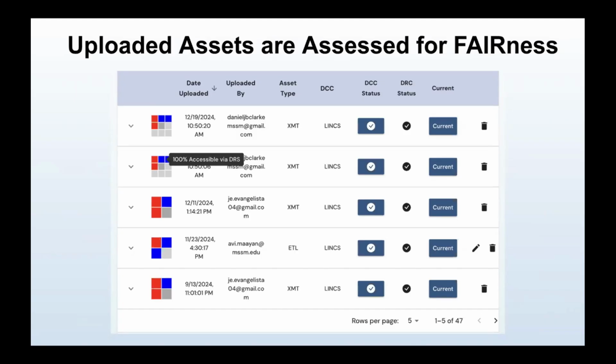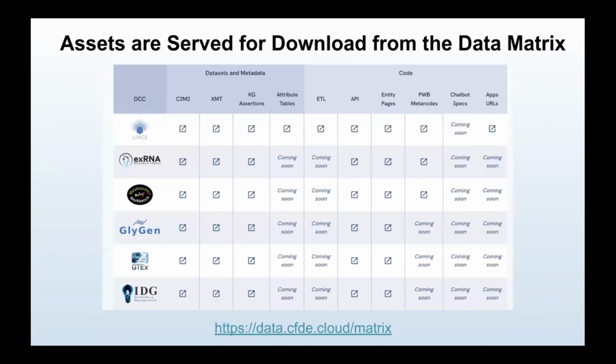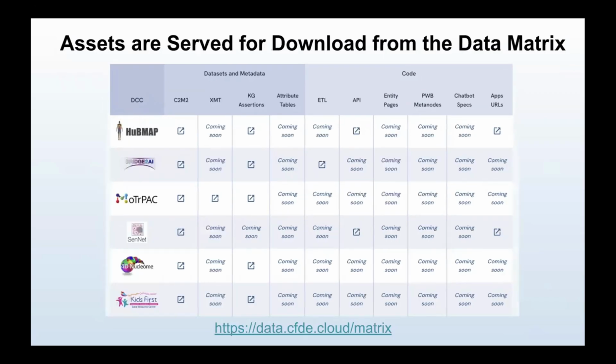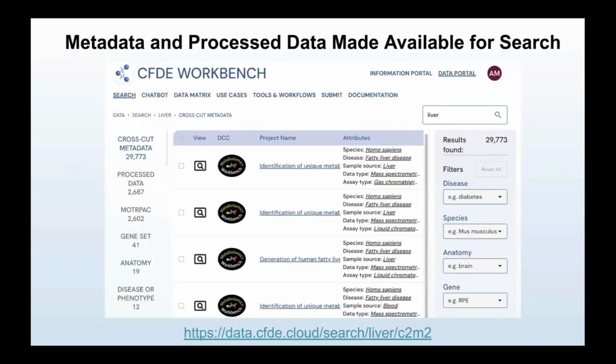And then once it is approved, it gets displayed in this data matrix that lists all of those assets that I mentioned, the code assets and the data and metadata assets. This is just another view. So all of the centers have their row in this table, and gradually that table gets filled up. So once we have the data, all of this data is served in a search engine.